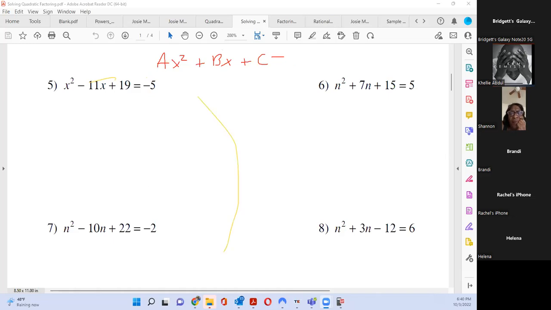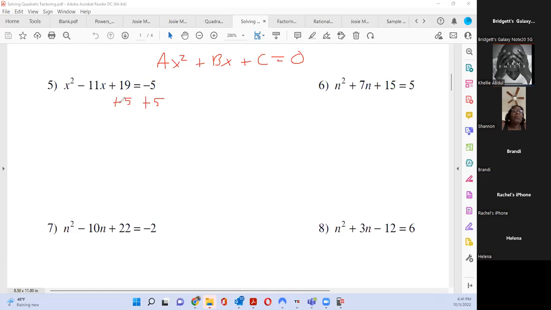Subtract 5 from both sides? Why would I subtract 5 from both sides? Because you're trying to make it 0. I am trying to make it 0, but what is the opposite of minus 5? Plus 5. So you remember, in order to move a term from one side of the equation to the other, you want the opposite operation. So the opposite of minus 5 is plus 5. Whatever I do on one side, I do on the other.